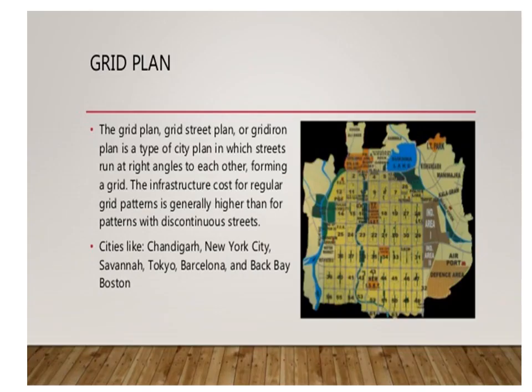The grid plan, or gridiron plan, is a type of city plan in which streets run at right angles to each other, forming a grid. The infrastructure cost for a regular grid pattern is generally higher than for a pattern with discontinuous streets. Cities like Chandigarh, New York City, Tokyo, Barcelona, and Back Bay, Boston are examples of the gridiron plan.